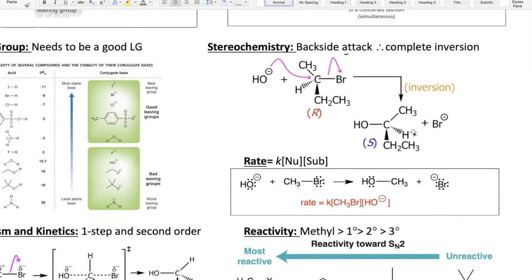Both are involved in that single step, so both concentrations matter in the rate expression. In our stereochemistry, because of the backside attack, we have complete inversion. So if we start with R, we end up with S. And this one shows a true example of a stereocenter. This is a secondary carbon, which again is not ideal in terms of substrate, but it can happen with a secondary. And this shows then complete inversion. The R goes to the S.